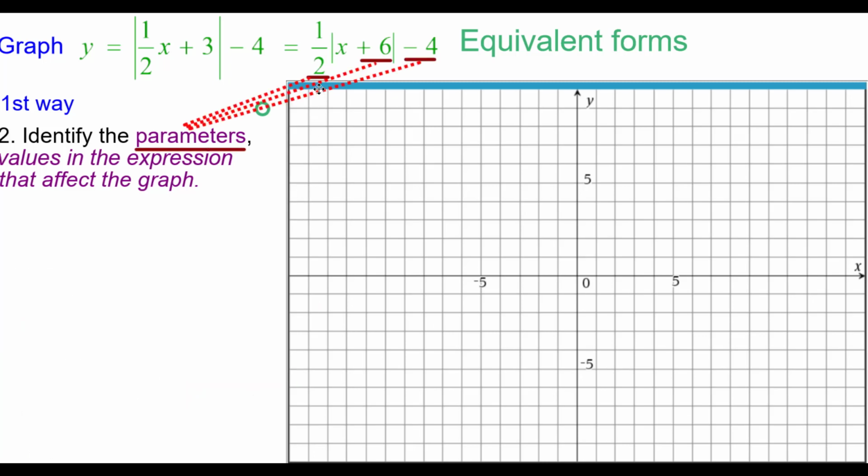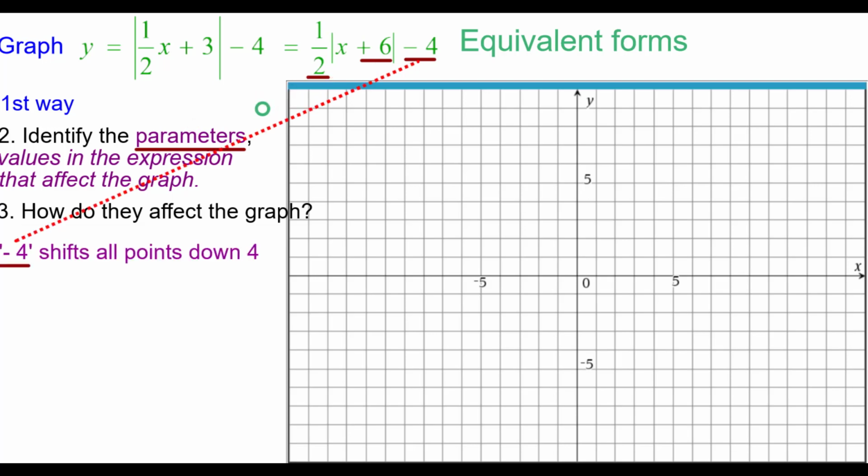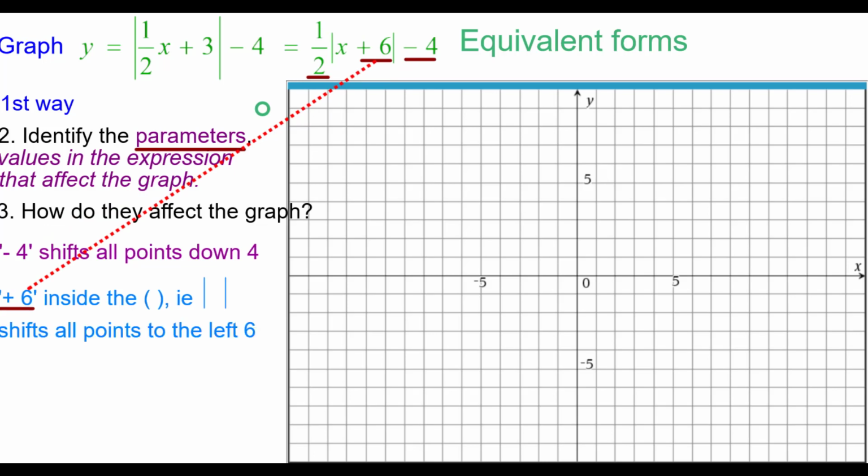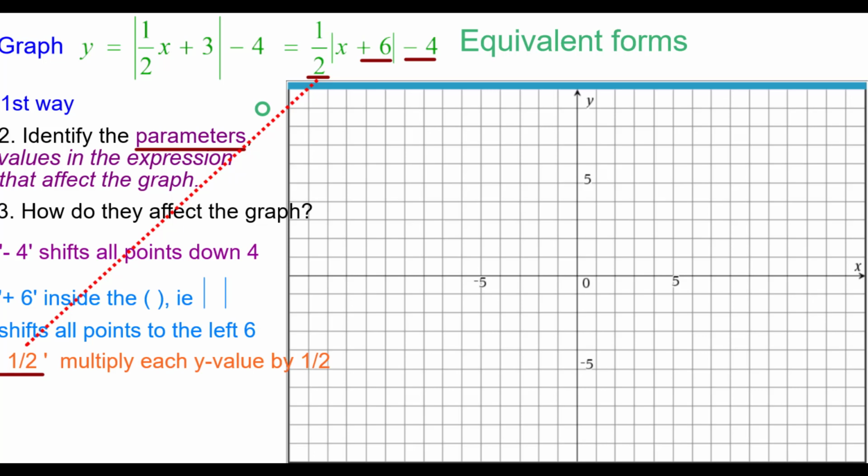So the parameters are a half, plus 6, and minus 4. But how do they affect the graph? Well, the minus 4 shifts all points down 4. The plus 6 inside the function, inside the parentheses, so to speak, inside the absolute value, shifts all points to the left 6. And the 1/2 multiplies each y value by 1/2.